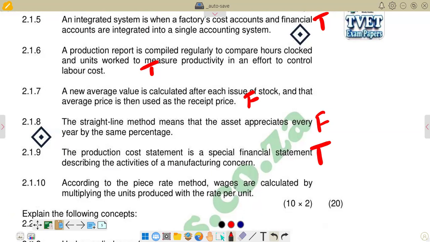According to the piece rate method, wages are calculated by multiplying the units produced with the rate per unit, which is correct. Because in the piece rate system, what you produce is what you are going to be paid. So we take the number of units produced and multiply by the rate per unit to find the wage to be paid to an individual worker. So 2.1.10 is true. This is what we have, guys, according to this video.